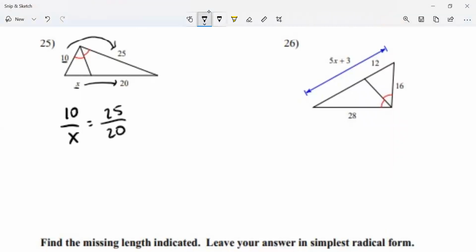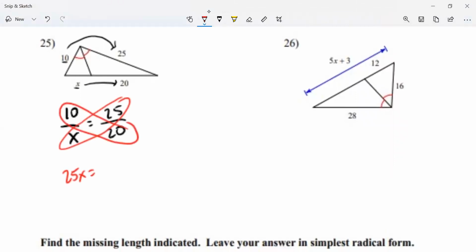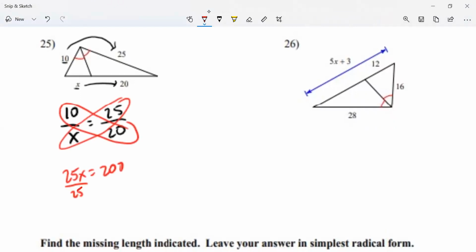Now let me cross multiply it. Let me use red so it stands out. 25 times x is 25x. 20 times 10 is equal to 200. Now I'm going to divide by the number in front of x. So in this case, let me divide by 25. And I'm going to get that x is equal to 8. Okay, so it was nice when I had all four sides.